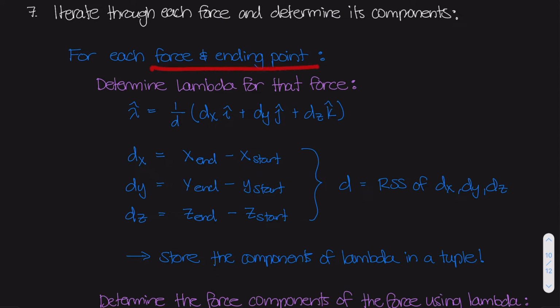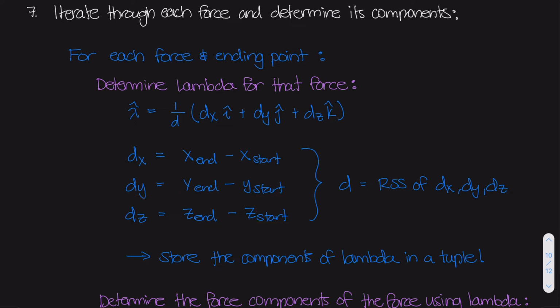For each one of these forces, the very first thing we want to do is determine the lambda unit vector for that particular force or that particular line of action. And again, lambda is just defined by this equation. We need 3 different components, dx, dy, and dz. Once we have those 3 components, we can figure out this value d right here by taking the root sum square of dx, dy, and dz. Remember, dx is going to be the x-coordinate of the ending point minus the x-coordinate of the starting point, and then the same thing for dy and dz, right? The ending minus the start, the ending minus the start.